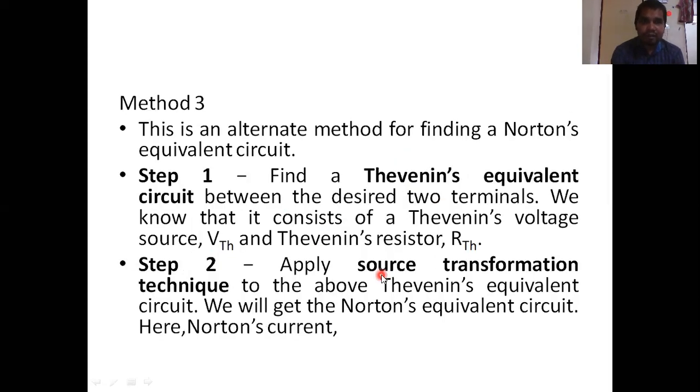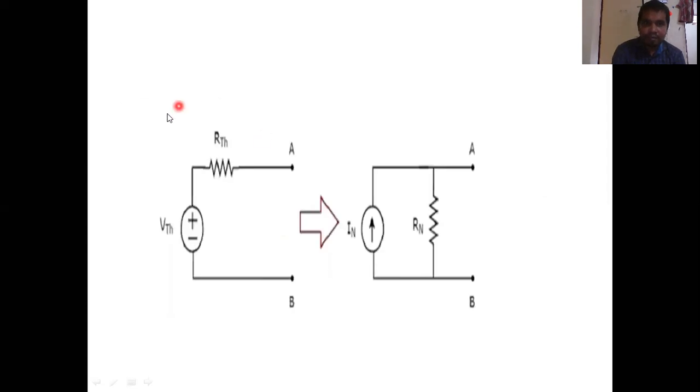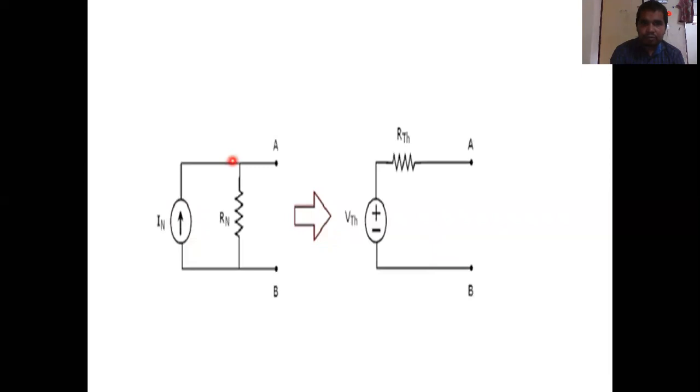Otherwise, you can also go for another method where you determine the Thevenin equivalent circuit. Thevenin equivalent circuit means what? Thevenin voltage and Thevenin resistance. Then apply the source transformation. Source transformation in the sense, VTH and RTH, that is for IN. You have VTH and RTH in series, which becomes the Norton current source in parallel with a resistance. The same RTH value will be substituted here, and IN will be determined as VTH by RTH.